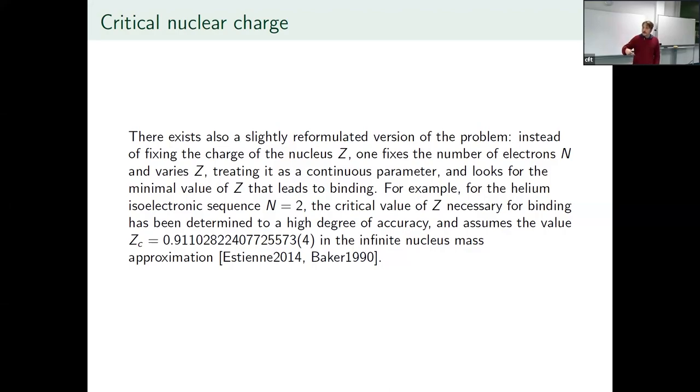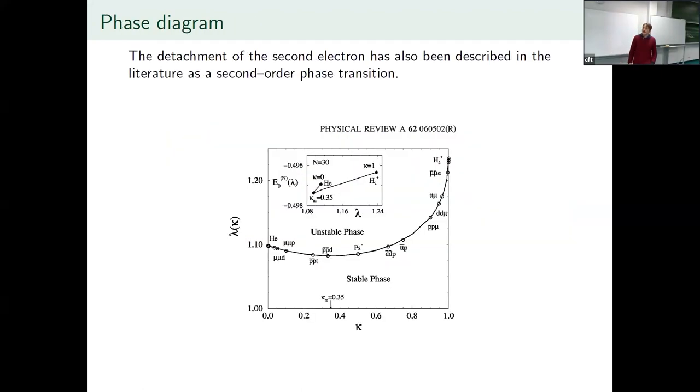Okay, so a slight reformulation. We again fix n and look at the Z, and treat it as a coupling, something continuous. So we pretend it's not an integer. Good. All right, and that's one. That's the essential point, and it is something I will be referring to later.